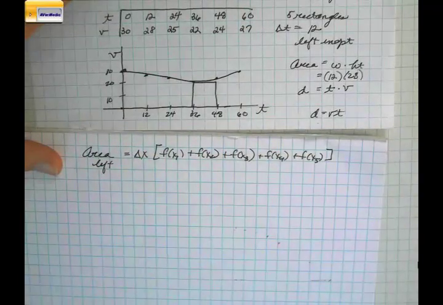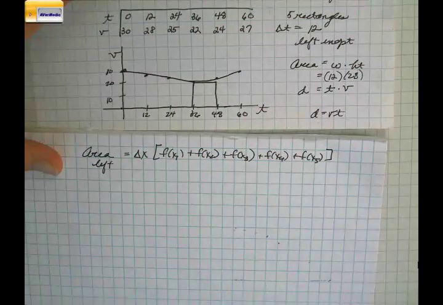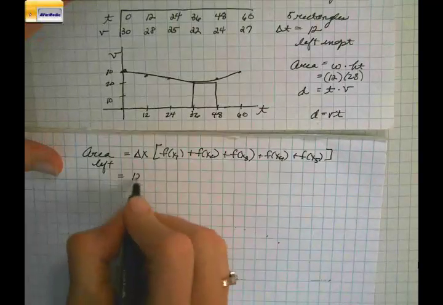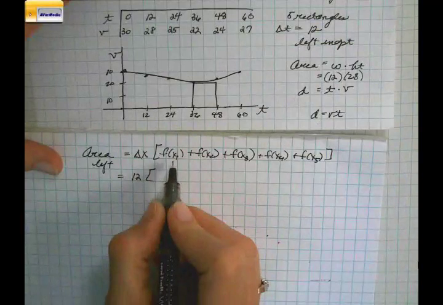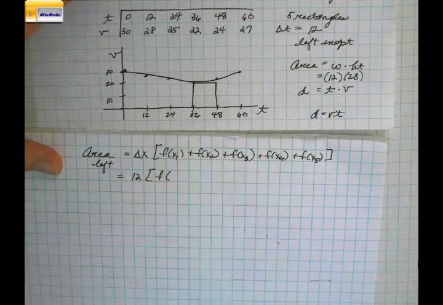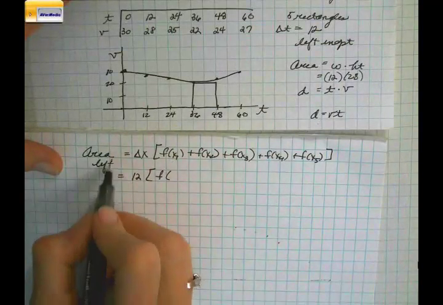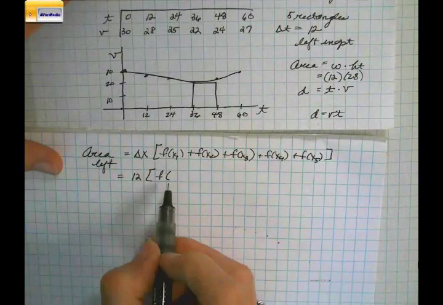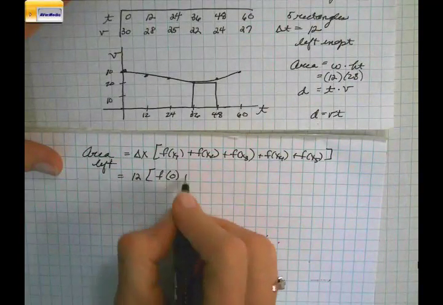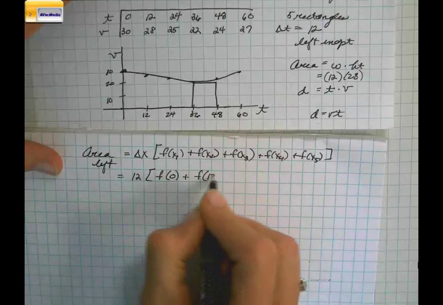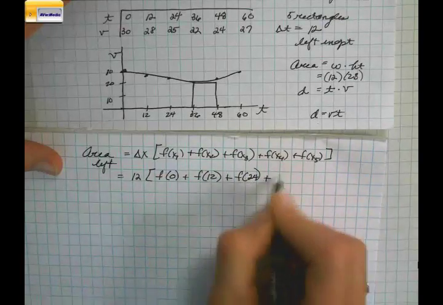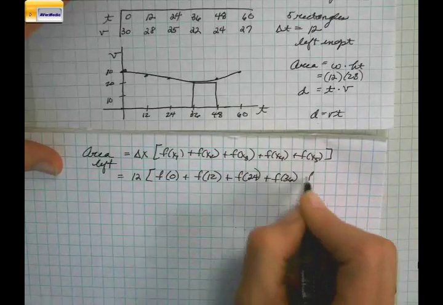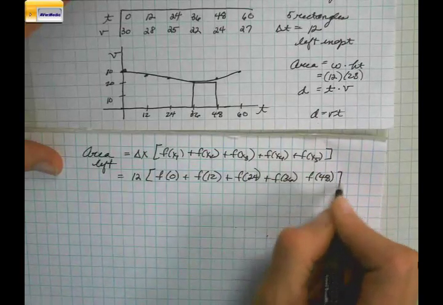It's amazing how simple the concept is, and yet how much information it gives us. So delta x is consistent at 12. f of x sub 1 is f of what? If you're using the left endpoint, this is f of 0. The next one will be f at 12, the next one f at 24, f at 36, and f at 48.